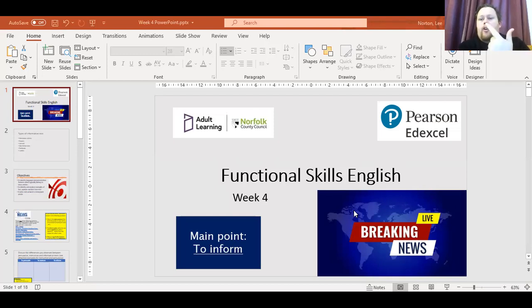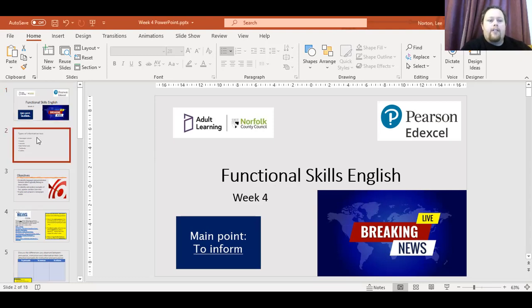We've also looked at instructions, things like recipes, health and safety posters, those kinds of texts where they're telling you how to do something or what to do. So this is informative, which means to tell you about something.